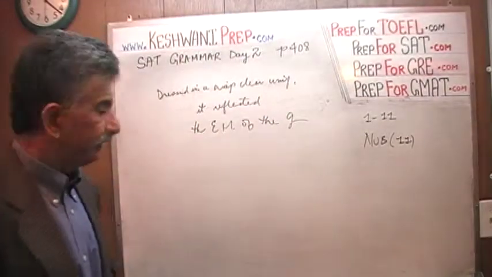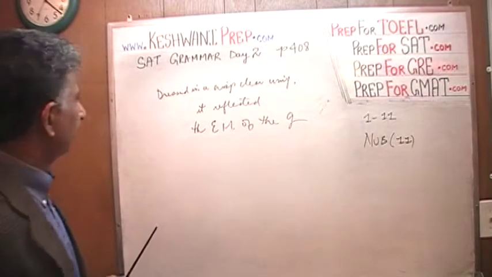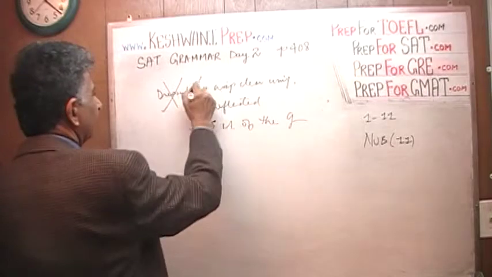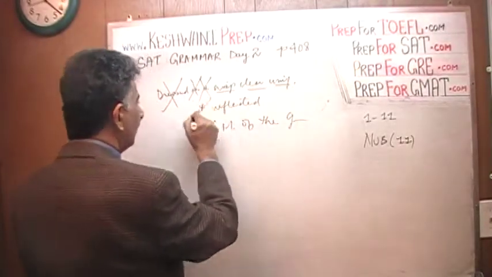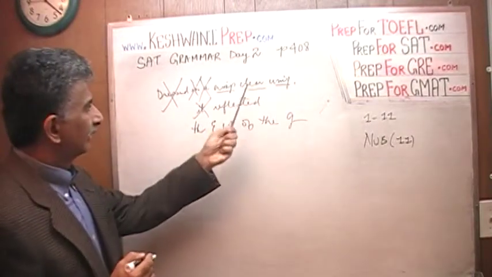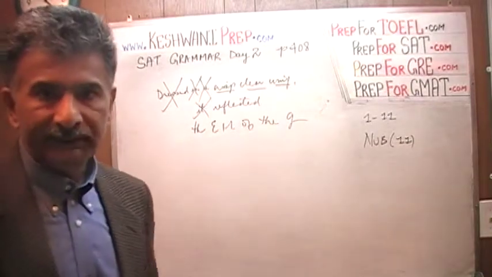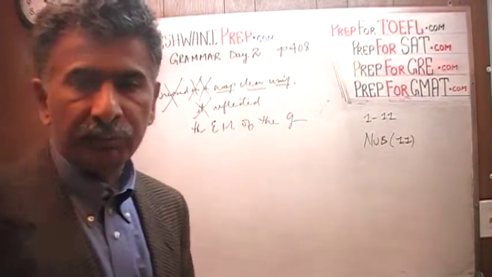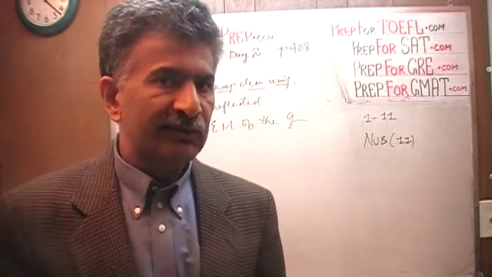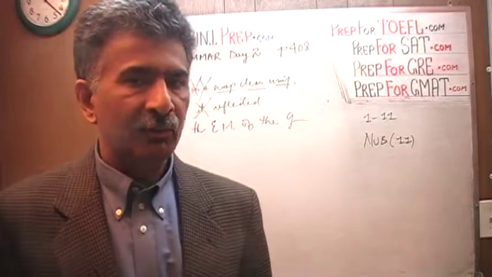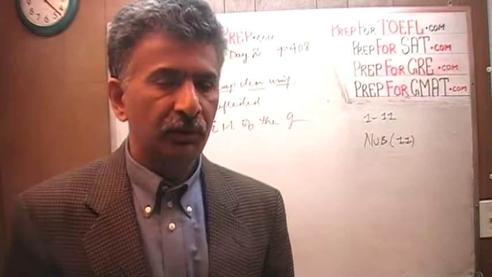So if you have the answers covered, this is what we will do. Dressed in a crisp, clean uniform, it reflected. I don't like it. This is not necessary. These first three words are not necessary. Crisp, clean uniform reflected the efficient manner of the guard. That's all. That's it. We're done. Now, at this point, we have done the work. We know precisely what we're looking for. It is when you know what you're looking for that it is time to actually look for it.